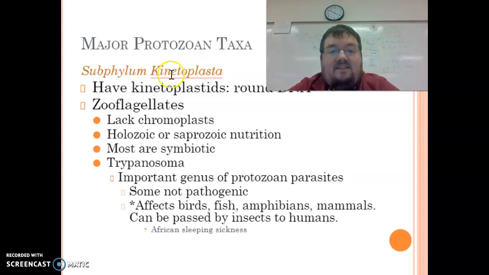You have Kinetoplastida, which it has information on that here. Okay, one important grouping in these is Trypanosoma. We'll study two of the trypanosomes and some of the organisms that carry them. These are very, very dangerous. So these protozoa are parasites, and these protozoa can be deadly, and they can actually kill humans.